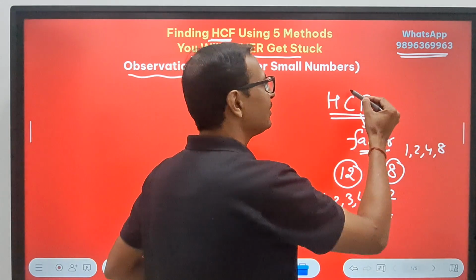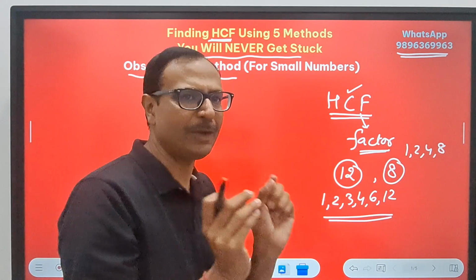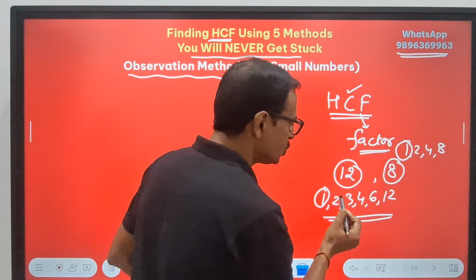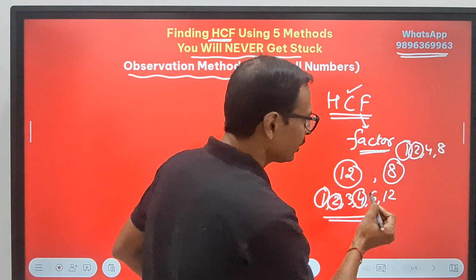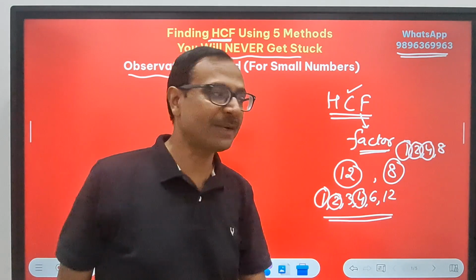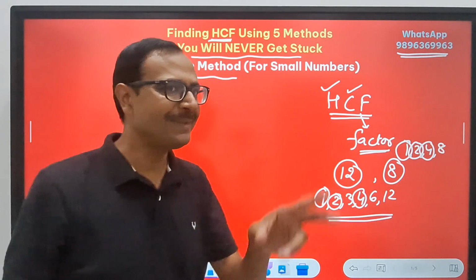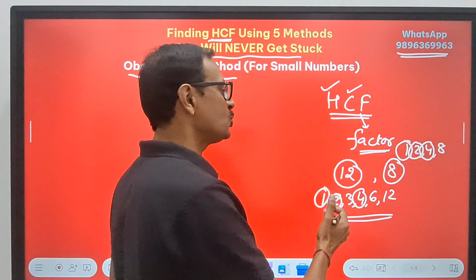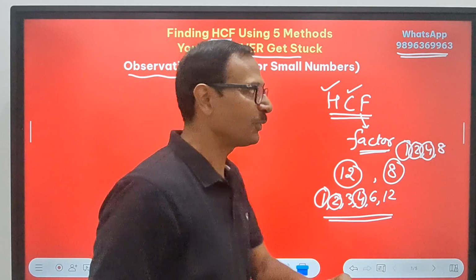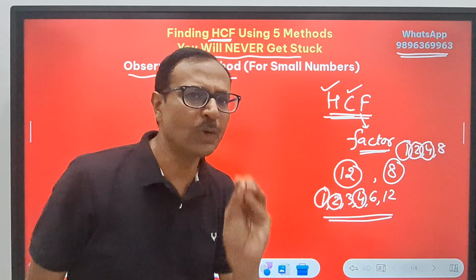Now what is CF? CF means common factors, right? And common is always between something. It cannot be only in one number, right? So common factors. What are the common factors? 1, 2, 4. There is no 8, right? So 1, 2 and 4 are the common factors of 8 and 12. Now come to the first alphabet, that is H, the highest common factor. Between 1, 2 and 4, what is the highest one? 4, right? And therefore, the HCF of 8 and 12 is 4. Now that's what observation is.